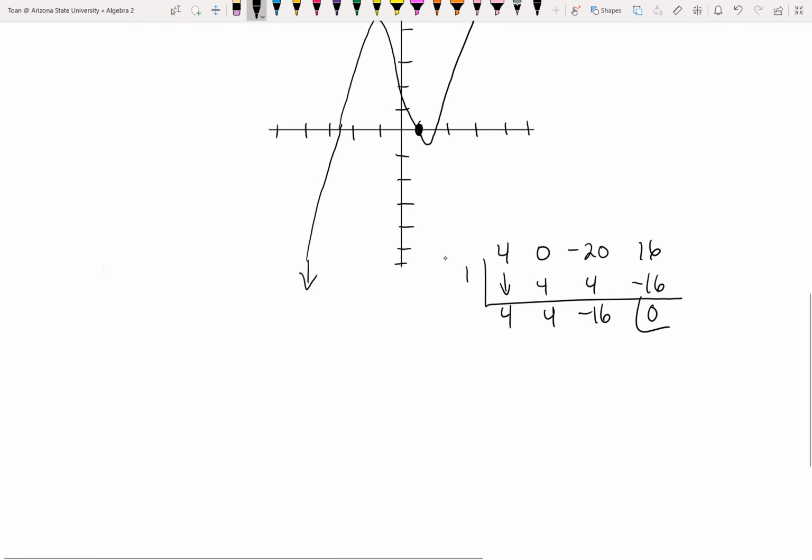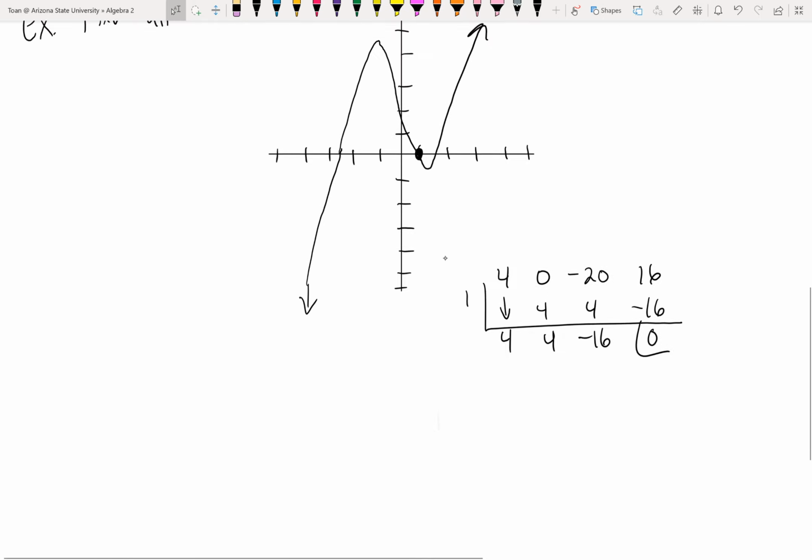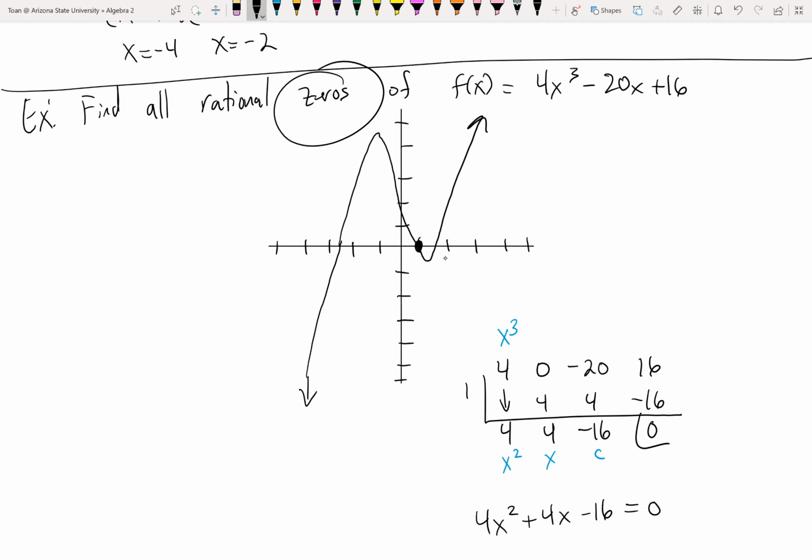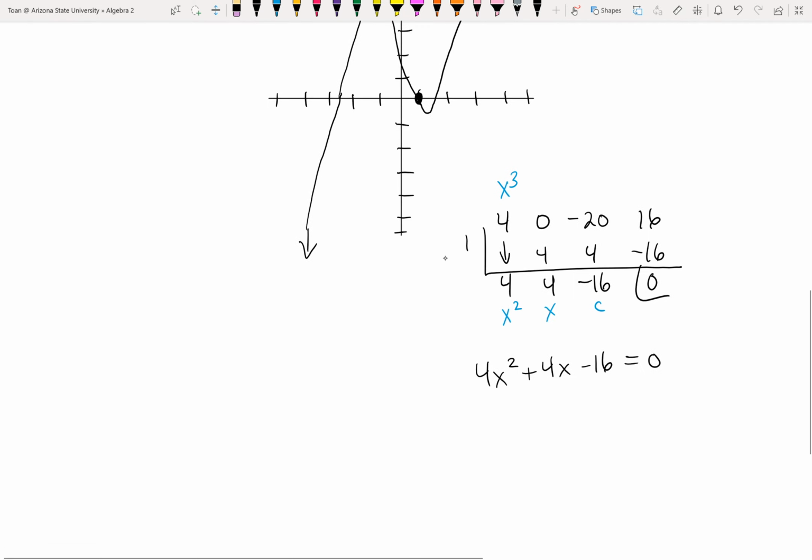Right. Once I have it down to an x squared, remember this problem started with x cubed, so all these numbers begin with x squared, x, and a constant. My job is to solve the remaining equation. Since the instruction said find all the zeros, I need to set it equal to 0 and solve. Let's make the problem easy on ourselves. I notice everything has a 4 in it, so let's divide out 4. We get x squared plus x minus 4 equals 0.